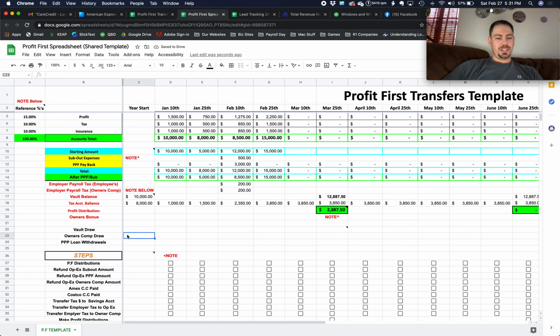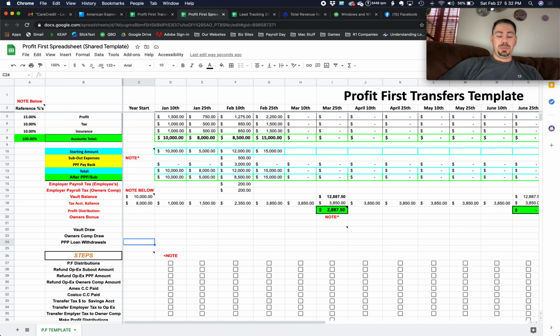Owner's comp draw. This is more so if I had to pull from that to cover something. So when we first started, we were putting too much money in the owner's comp account, and because of that, our OPEX account was getting low. So I had to draw from the owner's comp a couple of times until we figured out our percentages correctly to cover the OPEX. Once we got that figured, I haven't had to use this in over a year, but it's still in there.